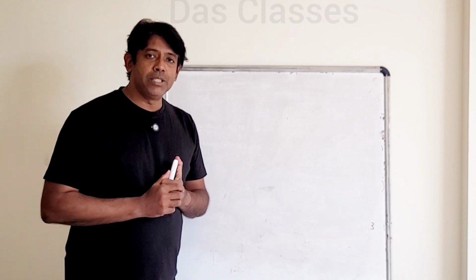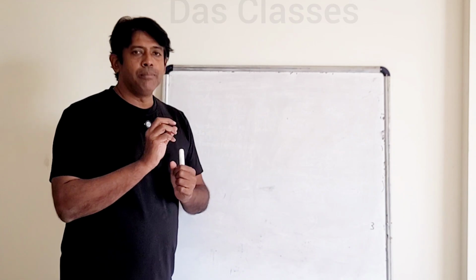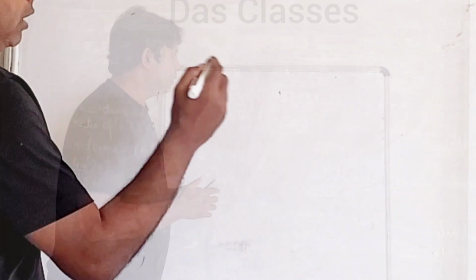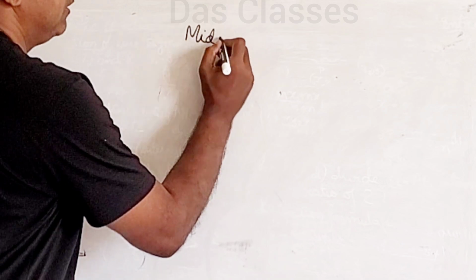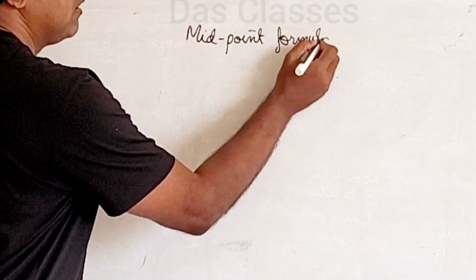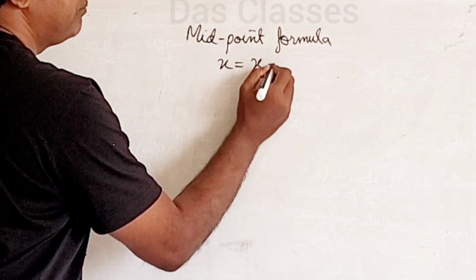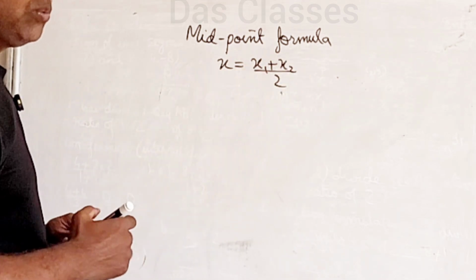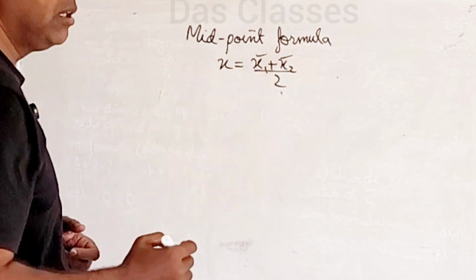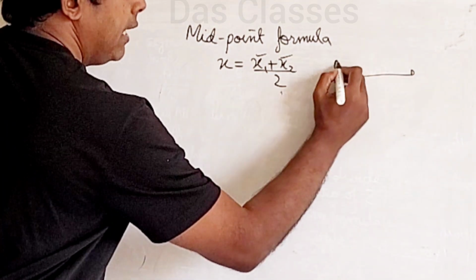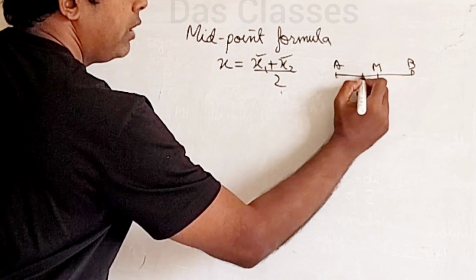But the problem happens when they don't give you a direct sum. For example, say the midpoint formula. The midpoint formula is x is equal to x1 plus x2 upon 2. So when x1 and x2 are given, students can solve it. But when instead of this, a, b is the midpoint.